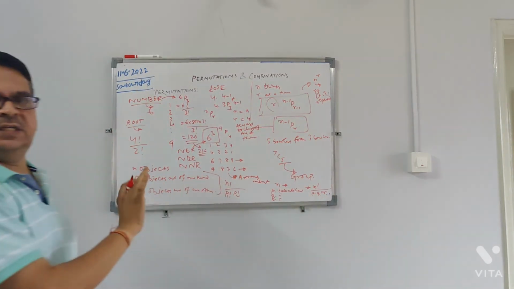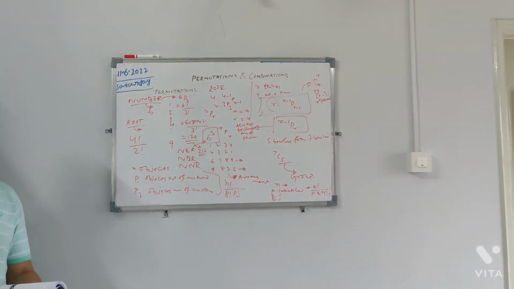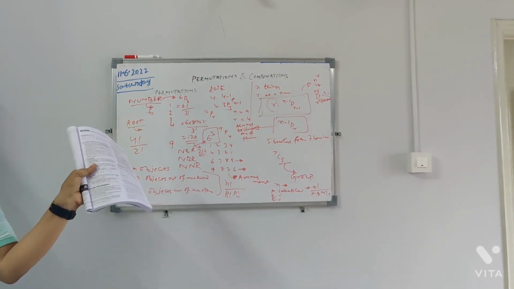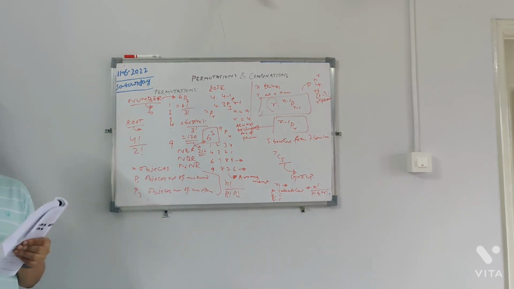If only one letter is repeated, then only p factorial. If two are repeated, p factorial and q factorial. Yes. So whatever is there, these 4 points, remember them. These tricky questions will come.